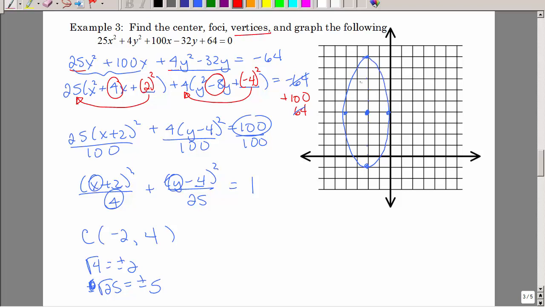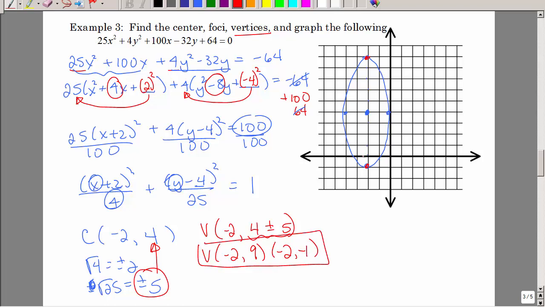Let's talk about those vertices. Again, the endpoints of the major axis. And how far did I go up and down? Plus or minus 5. So I'm going to have (-2, 4) plus or minus 5. But I don't want to leave my answers like that since I actually can add those numbers. Or of course you could just read them off the graph.